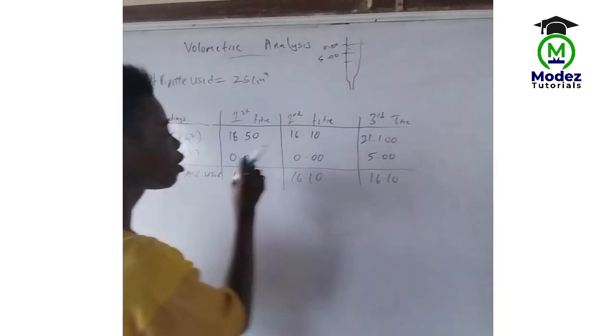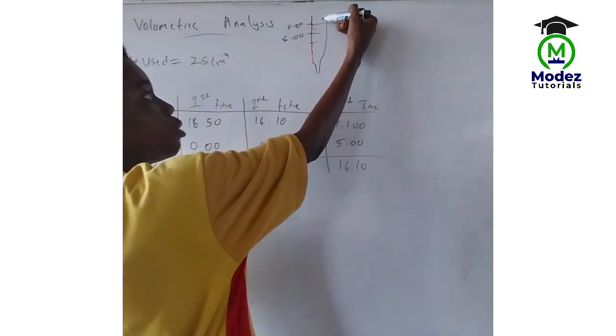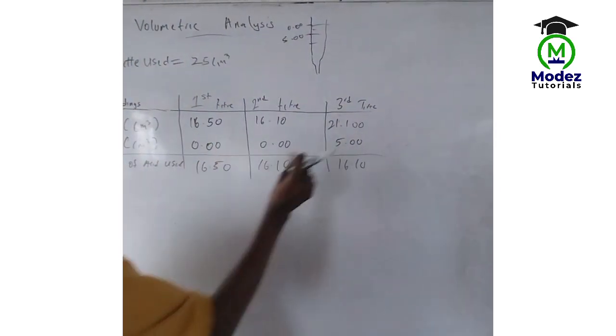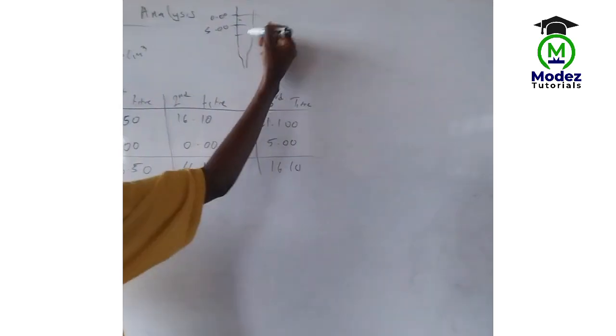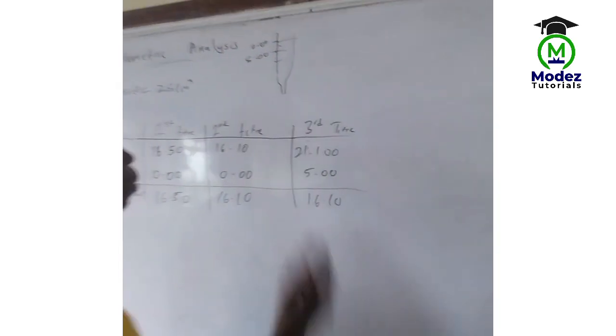So as you can see here, we have 0.00 here. That means the initial reading where they filled up the burette to was 0.00, and here you have 5.0, where the burette was filled with the acid to was 5.00.